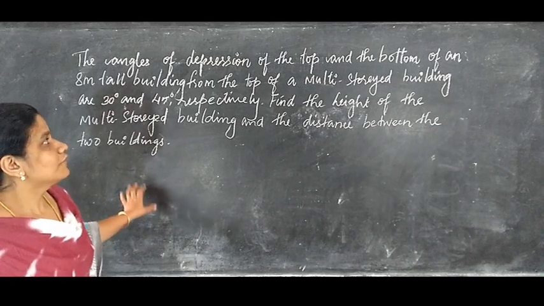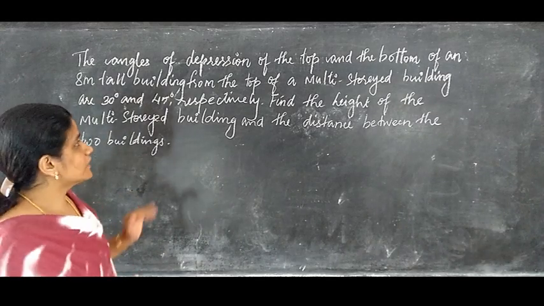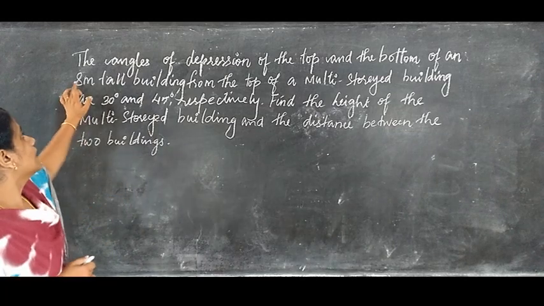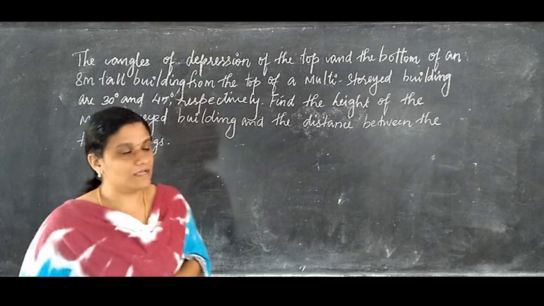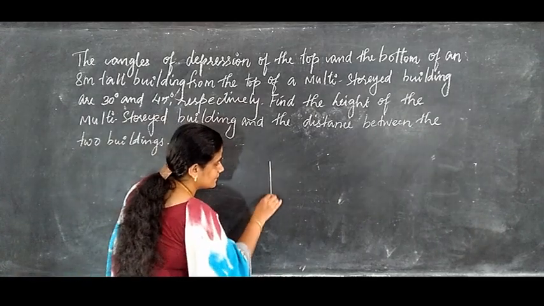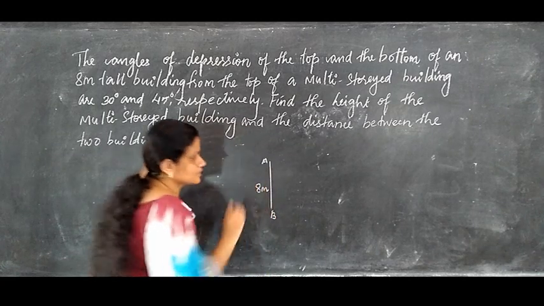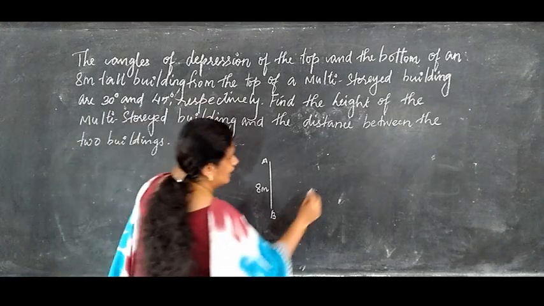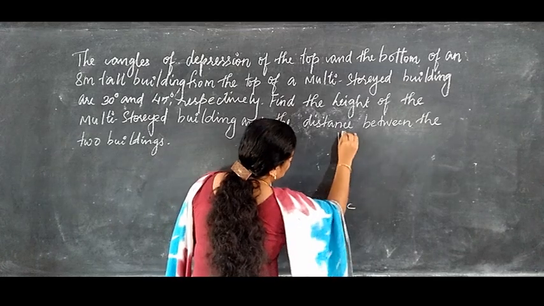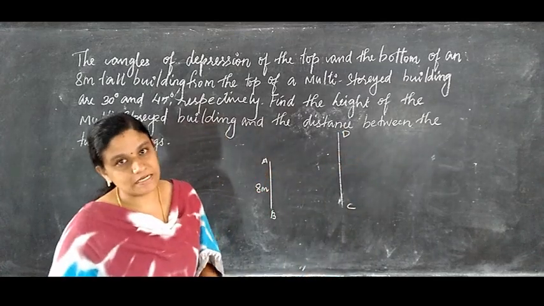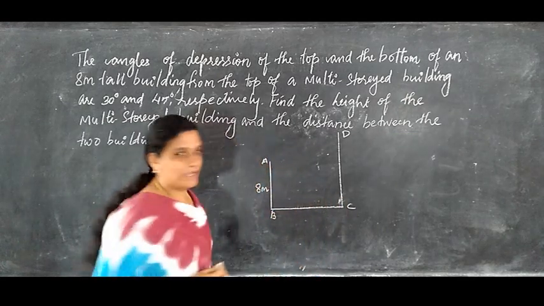Okay, so from this question we have to draw the figure. We understand that we need an 8-meter tall building and a multi-storied building. Is it, children? So let AB be the 8-meter tall building, and CD be the multi-storied building, and here BC is the base.